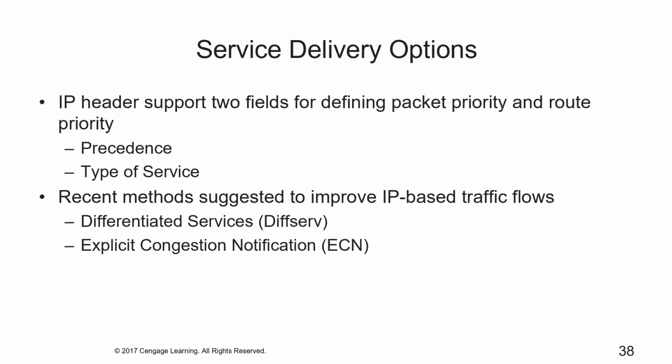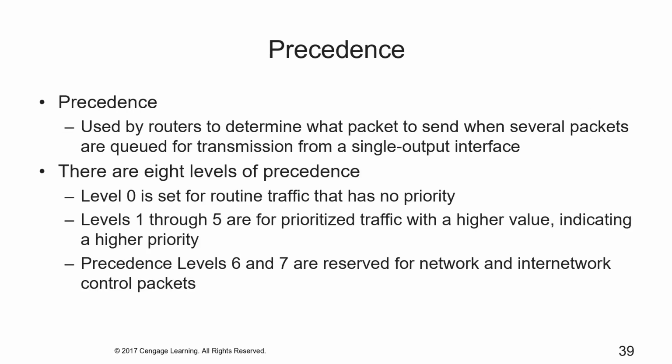IP headers support 2 fields for defining packet priority and route priority. We have precedence and type of service. So when we talk about precedence, a router uses precedence to determine what packet to send when several packets are queued for transmission from a single output interface. Some applications can be configured to support a higher precedence and receive higher priority treatments.